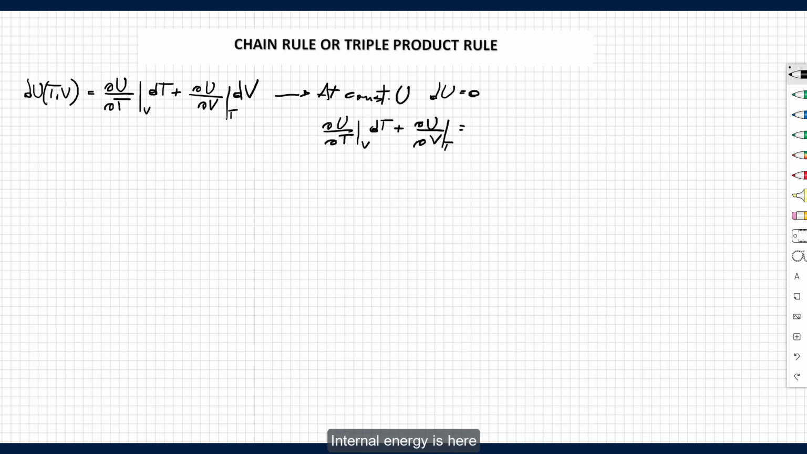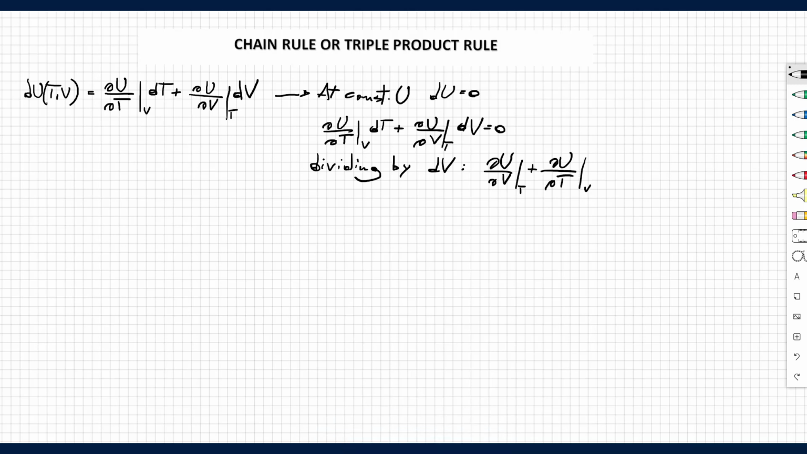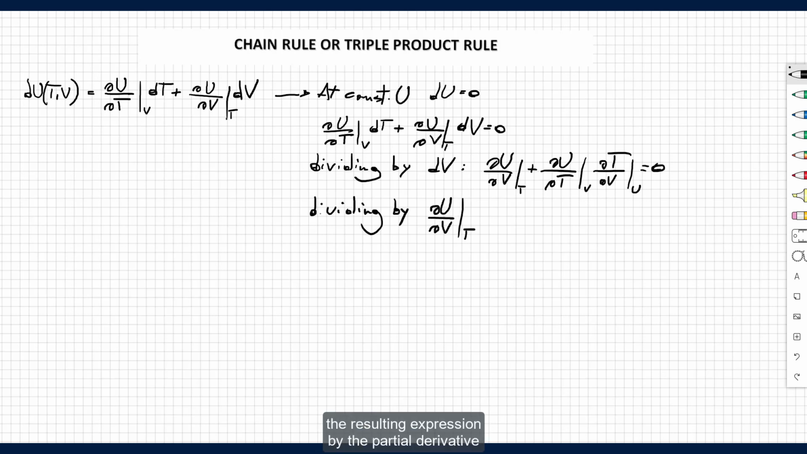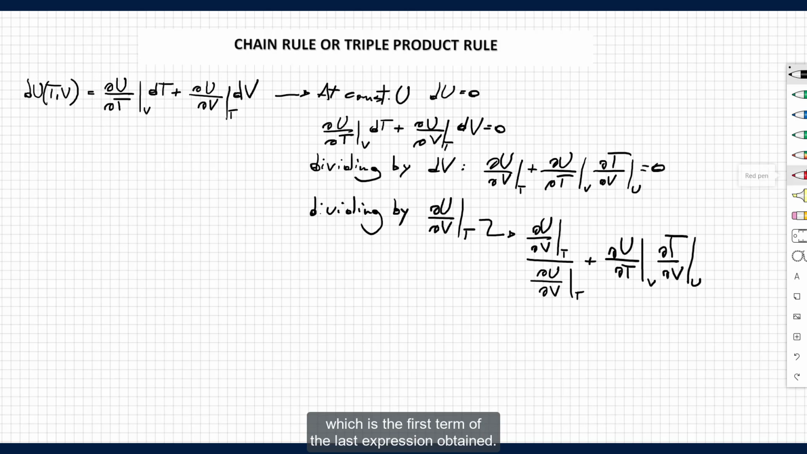Internal energy is here a function of temperature and volume. We divide the expression by dV, and finally we divide again the resulting expression by the partial derivative of the internal energy over the temperature at constant volume, which is the first term of the last expression obtained.